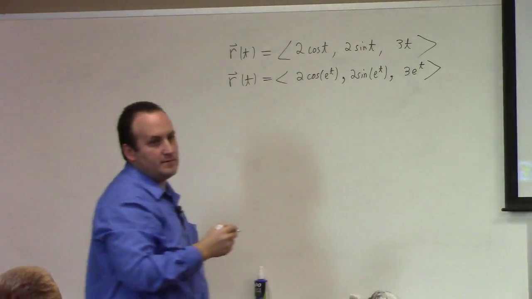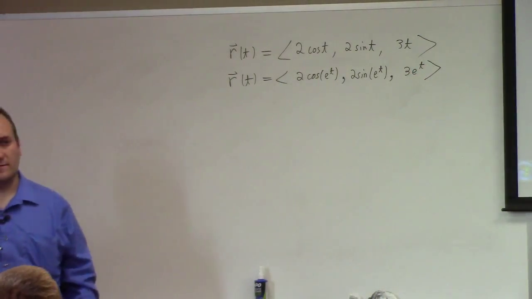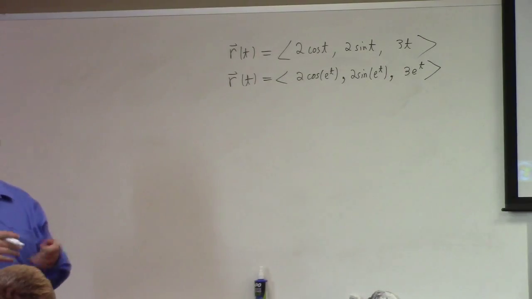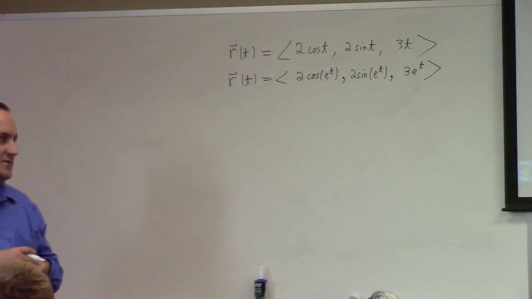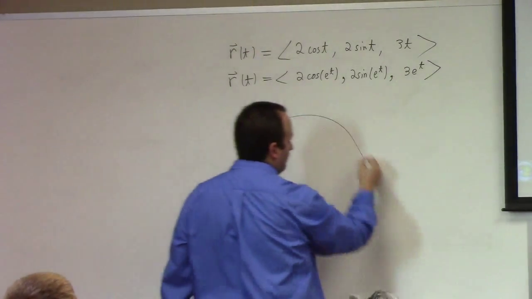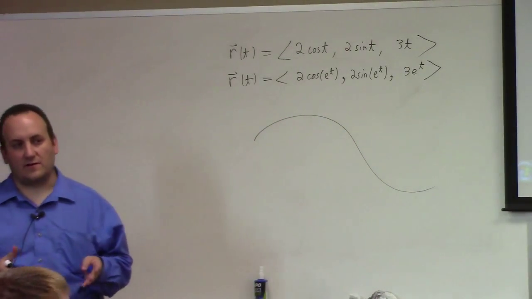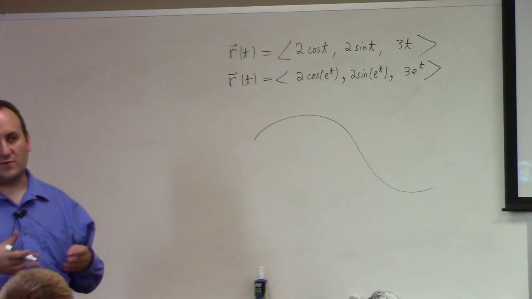Like that. It's still a helix. So what's the right parameterization for a curve? If you take a particular curve, there are infinitely many ways to parameterize that curve. So which is the correct one?